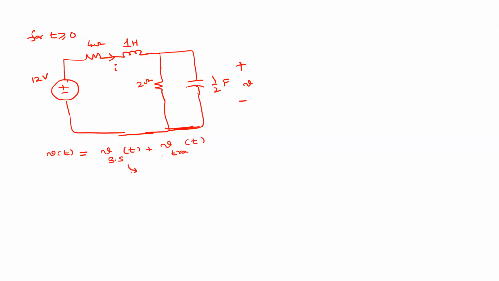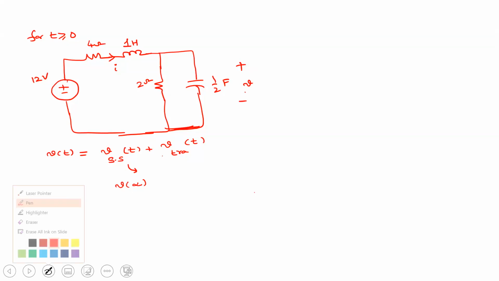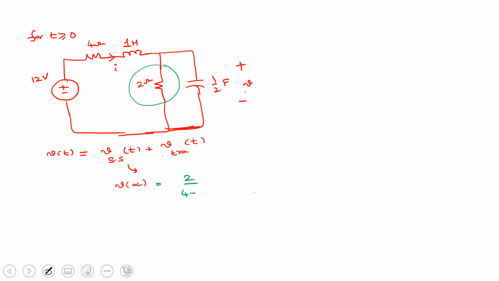So what is its steady state part? It is equal to V infinity, right? So what is V infinity? Is it 12 volts? Is it 4 volts? 4 volts. So this is the voltage across this 2 ohm resistor, right? What is the voltage across this 2 ohm resistor? It is equal to 2 divided by 4 plus 2, into 12. How much is it? 4 volts. So V infinity is 4 volts.